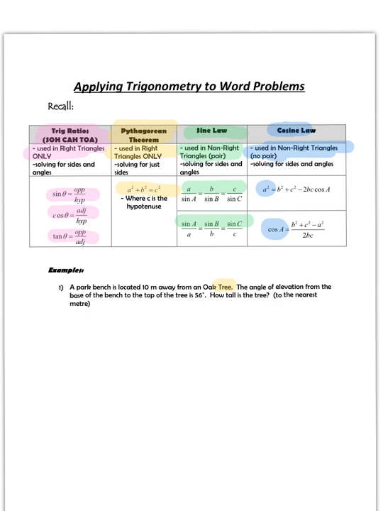So let's go ahead and draw our tree. So here's my tree. It is a park bench that is 10 meters away. So here's my bench. Really nice, isn't it? And then there's my right angle right in there. So anytime we're dealing with a tree, a building hitting the ground at 90, a flagpole, anything like that, you've got your 90-degree angle.